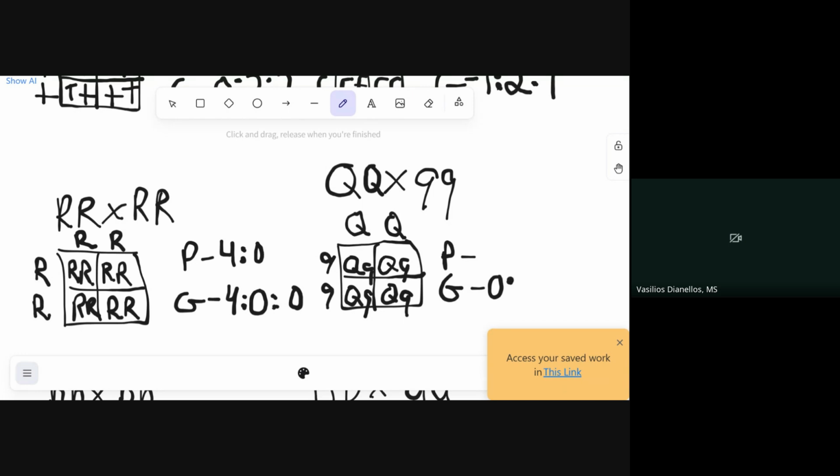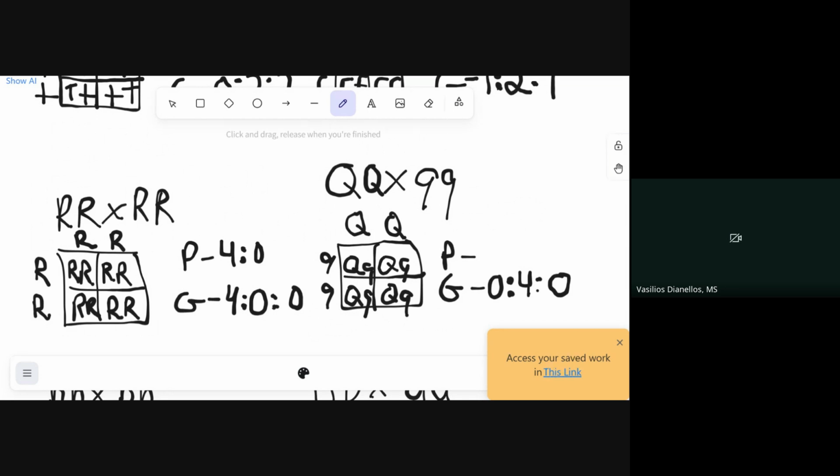How many of them are heterozygous? All 4, right? All 4 of them are big Q, little q. How many of them are homozygous recessive? And again, there are none. There are 0 that are little q, little q. So we would write 0. And again, this is how I want you to do it in my course.